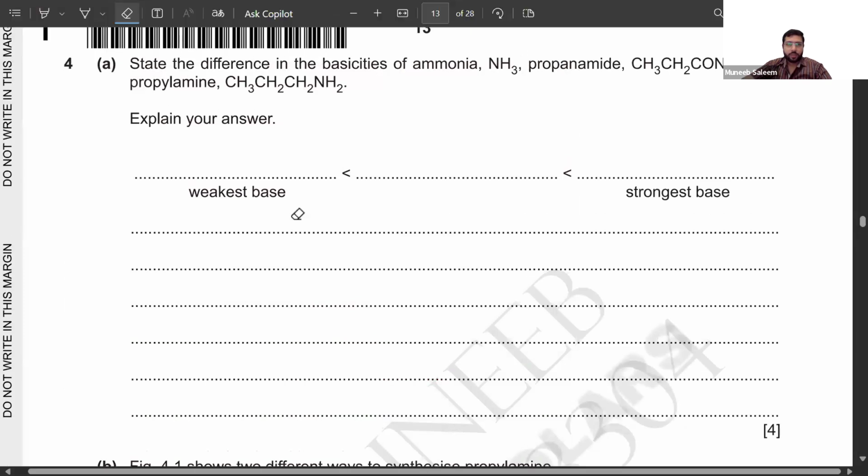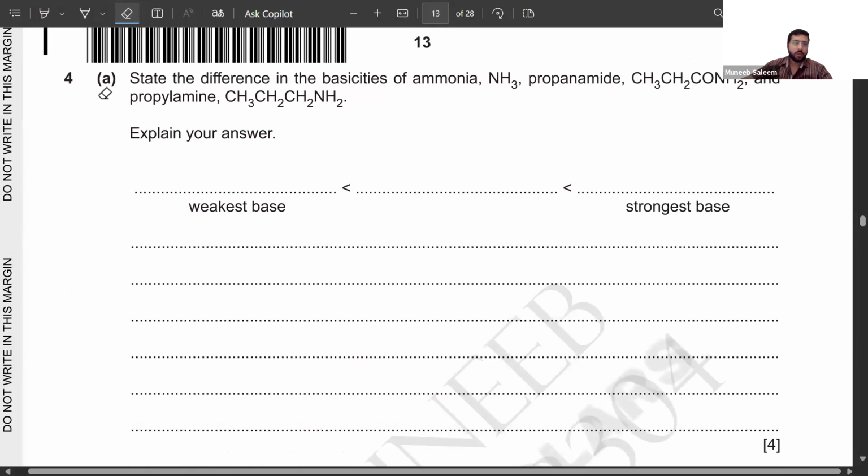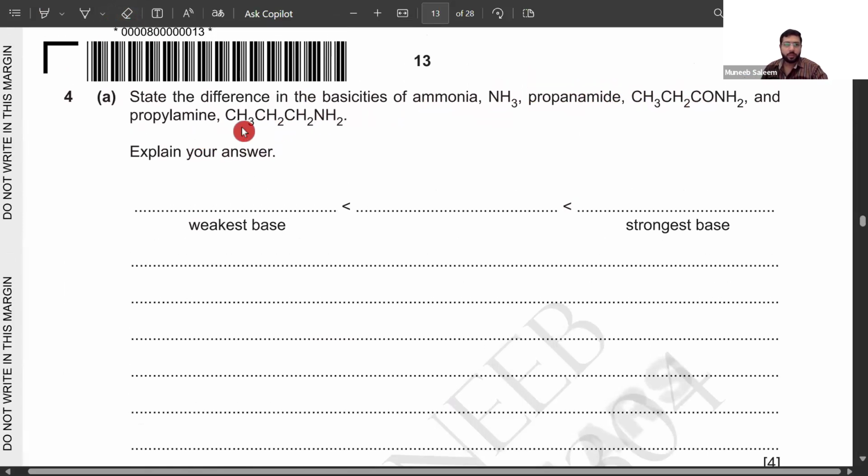Now, the next question is based on question number 4, part A. State the difference in basicity of ammonia, propylamine, and propylamine. So your answer. All right, so for this question, we need to go into the literature, what we know about the basicity concept and how that basicity is associated with these 3 types of functional groups.